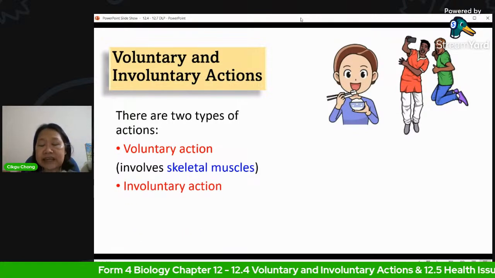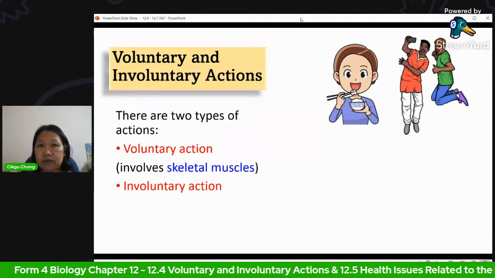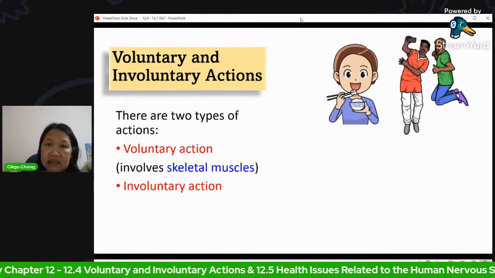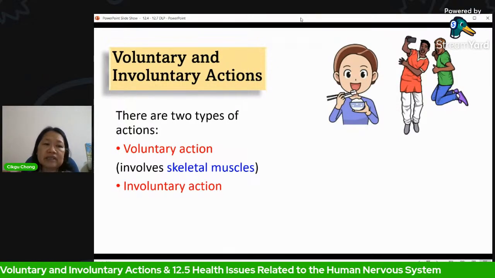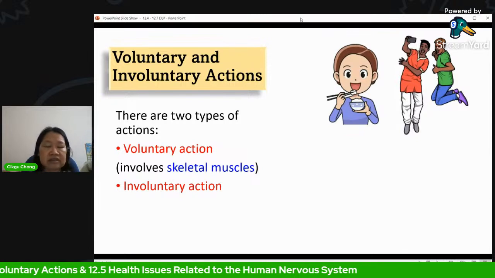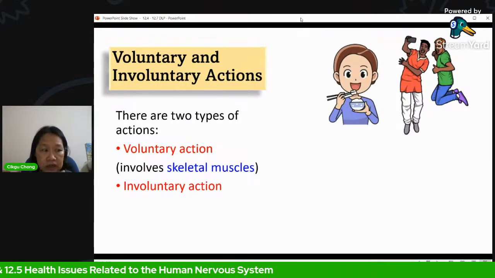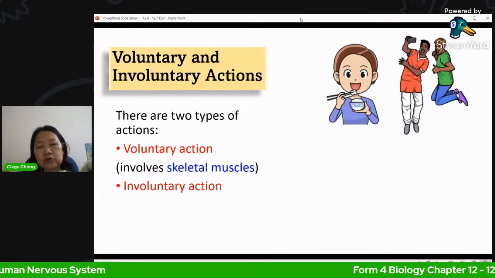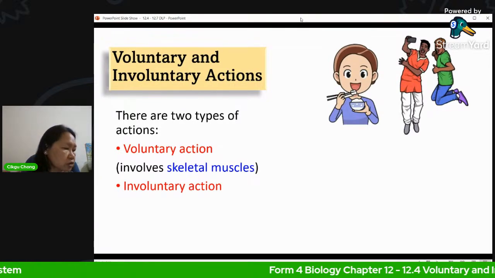The other type is known as involuntary action. When you have the prefix in front there, it means the opposite. That means it is not voluntary. These are things that your body carries out, but you cannot control whether you want to carry them out or not.